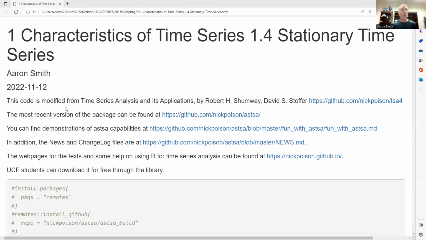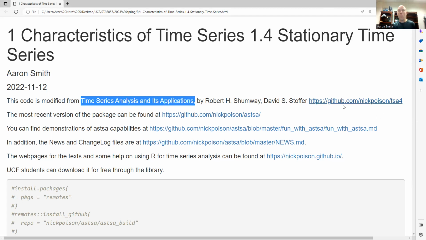We're going to take some code from Time Series Analysis and Applications. Here's the GitHub website where I got the code, and they've got a package in R available for us, and here's some documentation to help us out. Now, the textbook can be downloaded through UCF's library for free by UCF students.